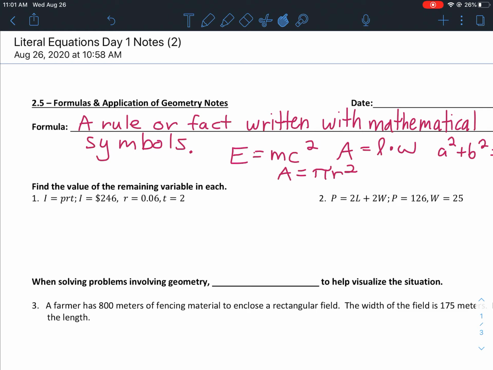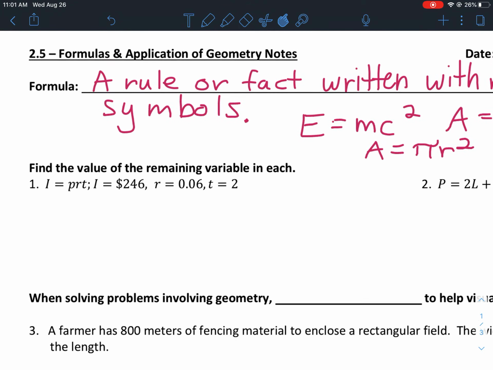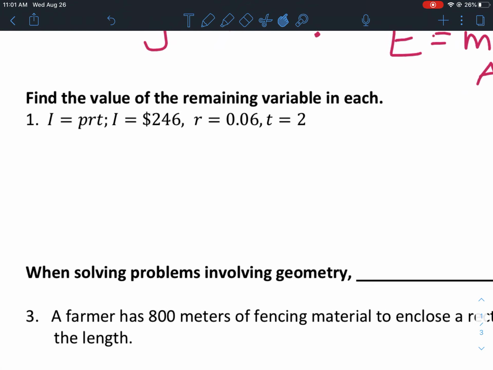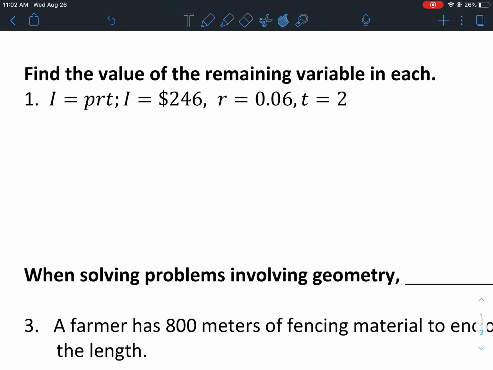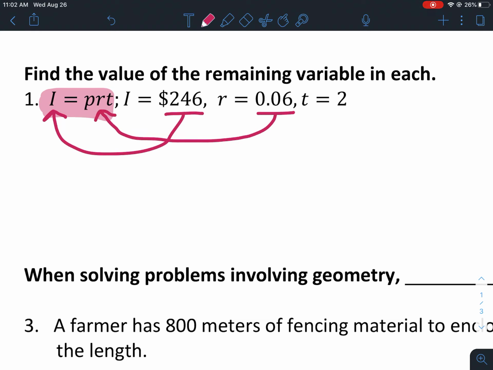So what we're going to talk about first here is, what if we're given some of the variables and we're asked to solve for others? In number 1 here, it says find the value of the remaining variable in each. We're given a formula, I equals PRT. So I'm going to plug in what I'm given. I'm given I and I'm given R. So I'm going to substitute 246 in for I. I'm going to substitute 0.06 in for R, and I'm also given T is 2, so I'm going to substitute that in for T.